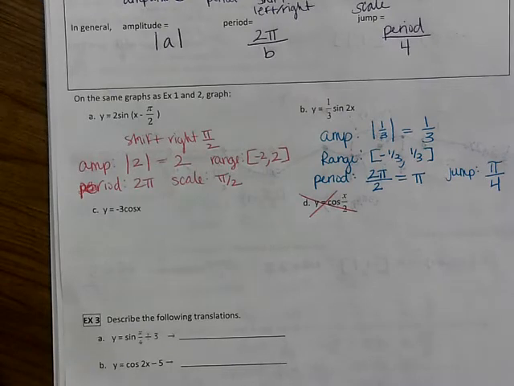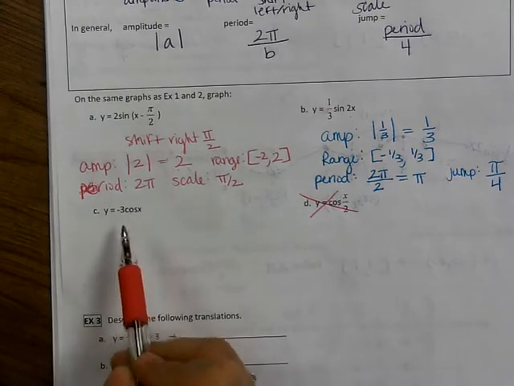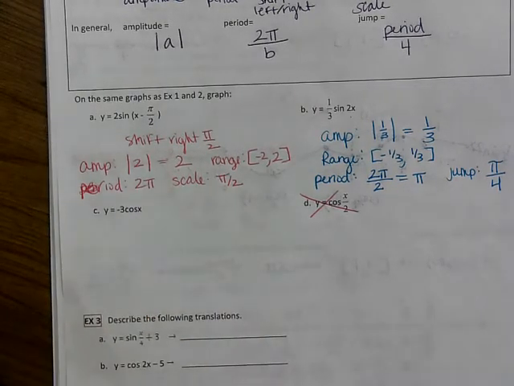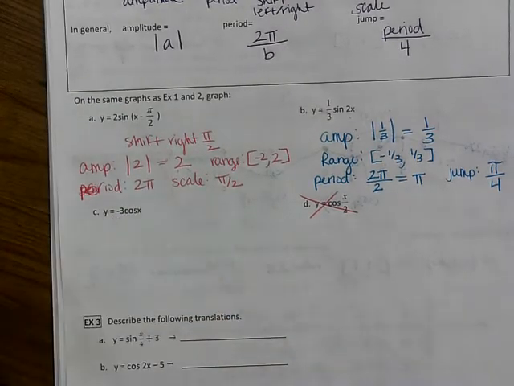So thinking about the types of changes, is the period going to change? No, because there's no coefficient in front of x other than 1. Is it going to shift up or down or left or right? No. Is it going to stretch? Is it going to have a different amplitude? Yes, and a different range, right? How about this negative? We haven't seen a negative. What's that going to do? What does a negative always do to a graph? It flips it. So there's going to be a reflection here.